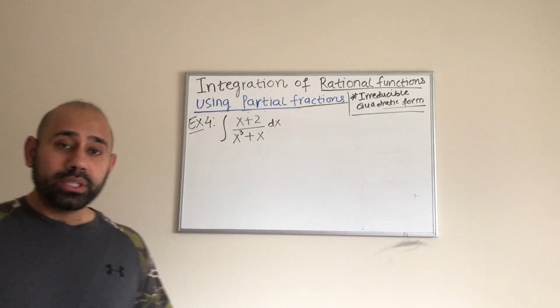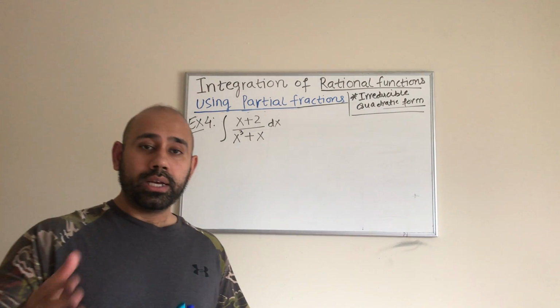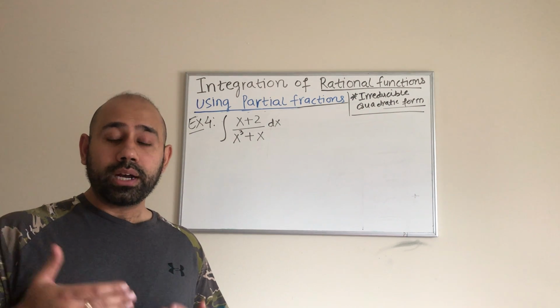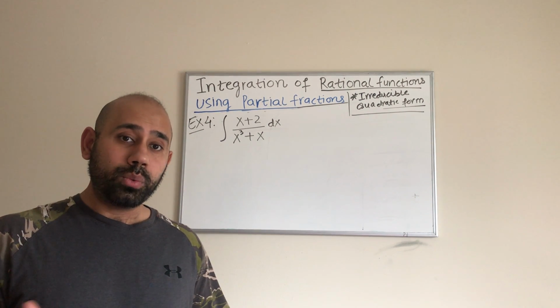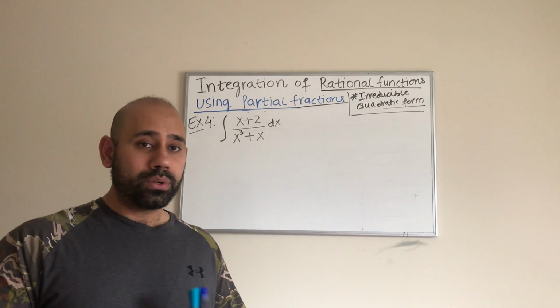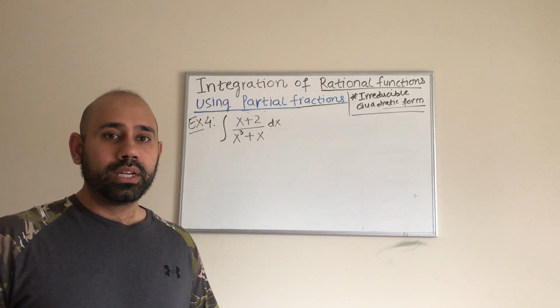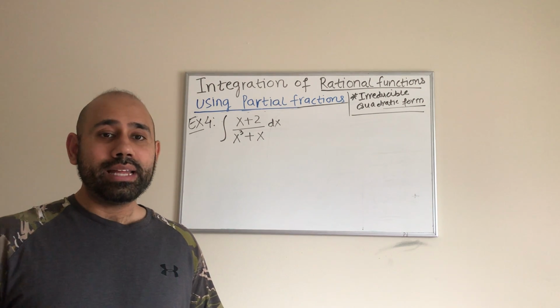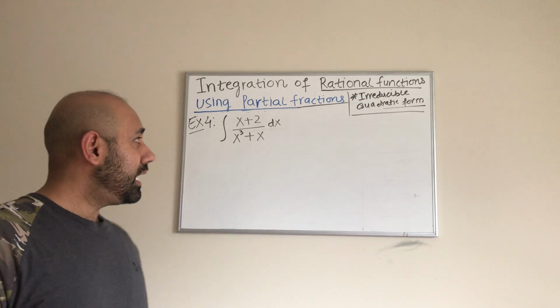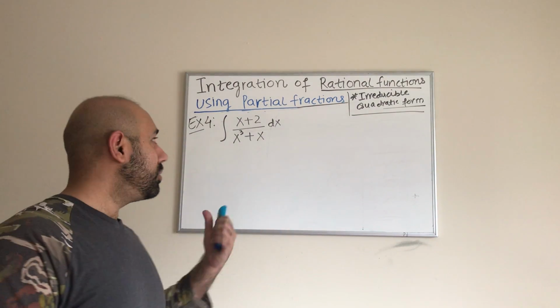Hi guys, welcome back. In the previous video, I introduced the way of doing partial fractions for a rational function where the denominator was an irreducible quadratic form, and of course the degree of the numerator was still greater than the degree of the denominator, and then we had distinct factors in the denominator. But guys, here let's see if we can use that and apply it to this particular problem.